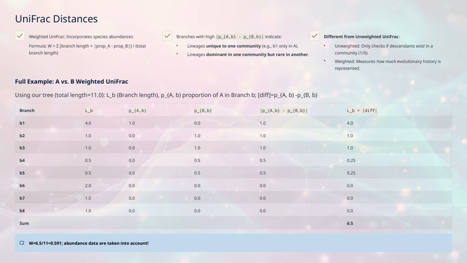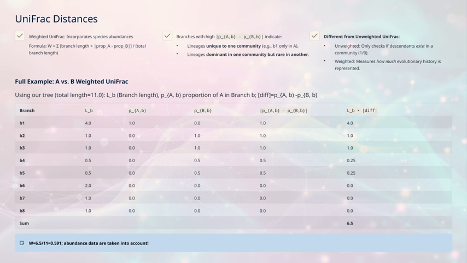Imagine our tree has a total length of 11 units. We examine each branch, noting its length, the proportion of descendants in community A, and in community B. For instance, branch 1 has a length of 4, is fully present in A with proportion 1, and absent in B, proportion 0. The absolute difference here is 1, so its contribution to the weighted UniFrac is 4.